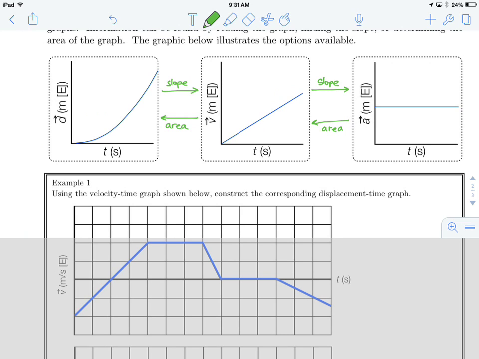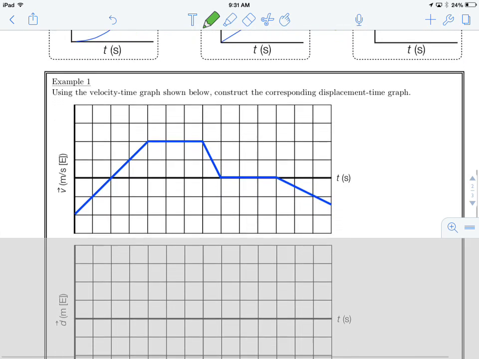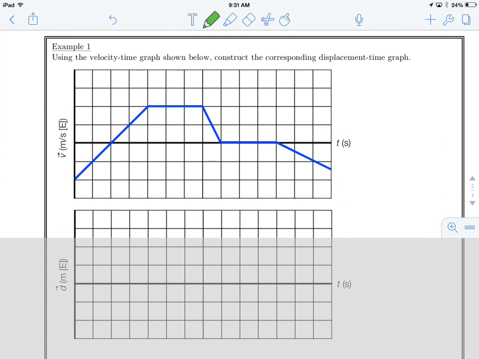Now let's do an example where we're going to see how tricky this is going to be. Okay, and I'm going to go through and I'm going to kind of show you in a step-by-step process what I'm going to do.